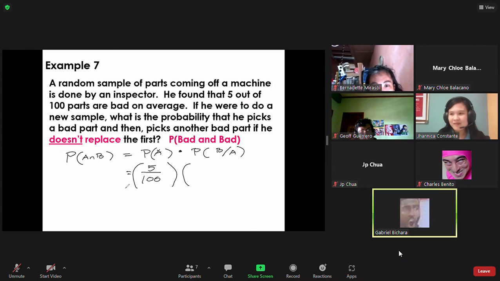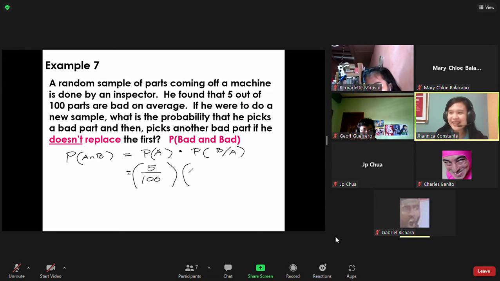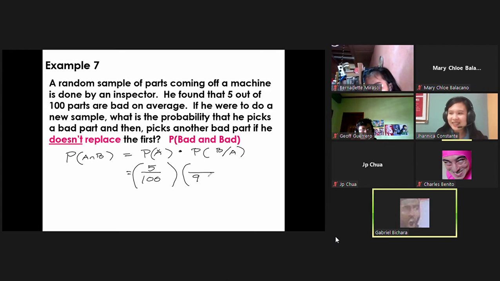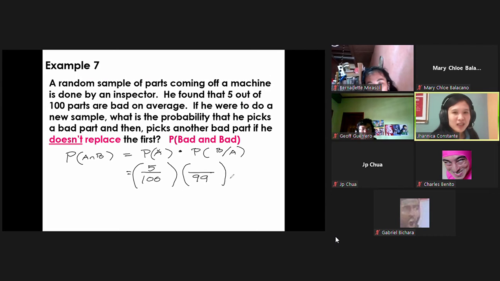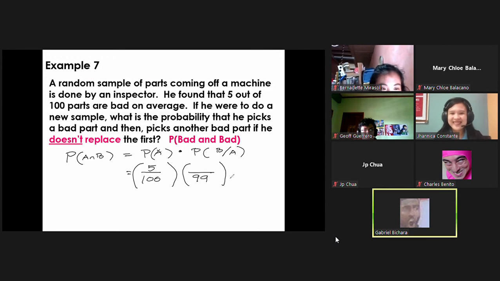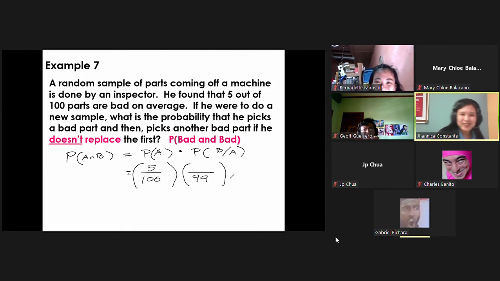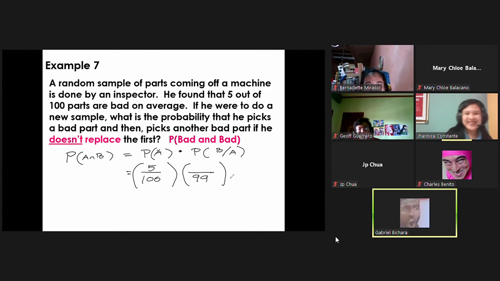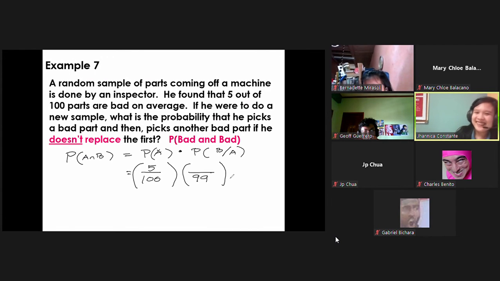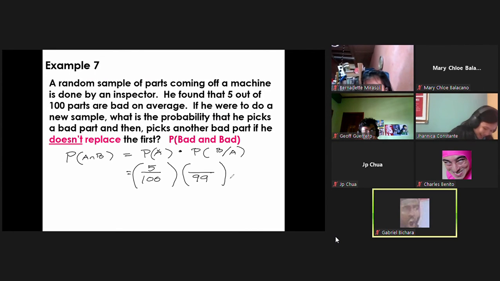The denominator is 99. So according to Gabi, 99 daw si denominator, which is correct. What about the numerator? Walang numerator? Paano naging fraction yun na walang numerator? Next parts, next machine? Next machine na lang? Oh, ilan kaya ang numerator ni 99?